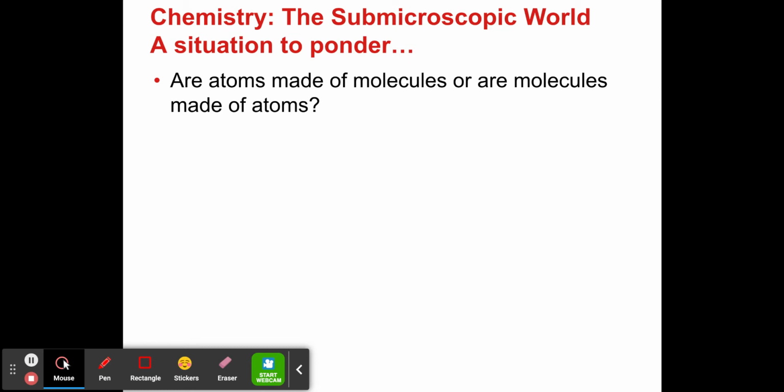Another situation to ponder about. Are atoms made of molecules or are molecules made of atoms? You should be able to answer this question by the end of this unit, okay?